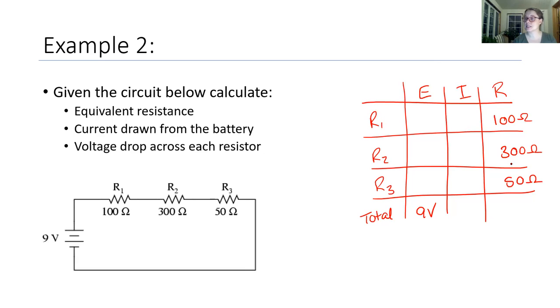Now the total resistance seen in this circuit is going to be 450 ohms. We just add them together, okay? We're just adding the column down. So resistor 1 plus resistor 2 plus resistor 3. Now we can find out what the current is from the battery. So current is equal to voltage divided by resistance, which is equal to 9 volts divided by 450, which gives us a current of 0.02 amps or 20 milliamps.